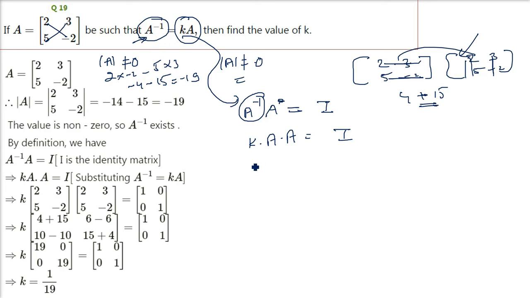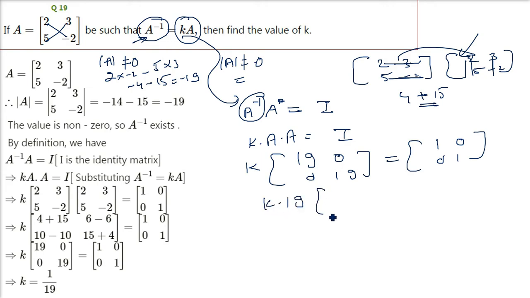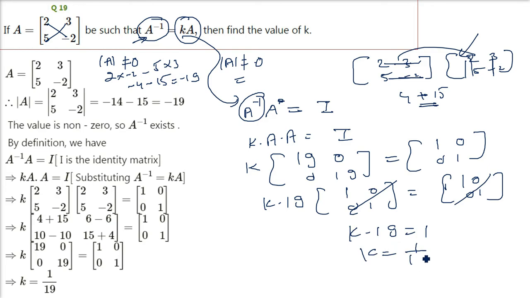So K into this, I am just writing K. A square I am writing as 19, 0, 0, 19, and this is equal to the identity matrix 1, 0, 0, 1. Then you can take 19 common, because this matrix is simply a scalar matrix of 2 by 2 multiplied by 19. So you can take 19 outside and write the identity matrix 1, 0, 0, 1, and right hand side you have an identity matrix, so you can just cancel it out. If they are equal, you can cancel it out. K into 19 is equal to 1, so K will be equal to 1 by 19. So this is your K. K is 1 by 19 here.